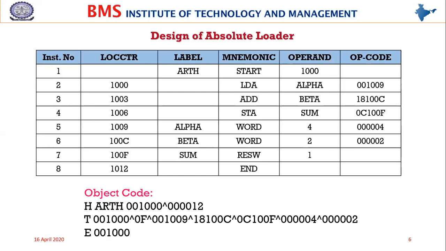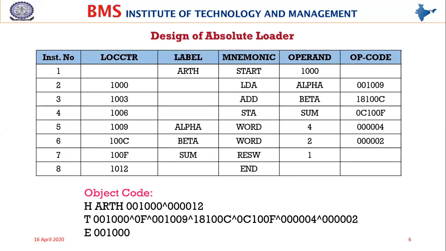We shall see two examples for this. This is one example, a simple program. What this program is doing is adding the contents of alpha with beta and storing the result in sum. We shall see it step by step.